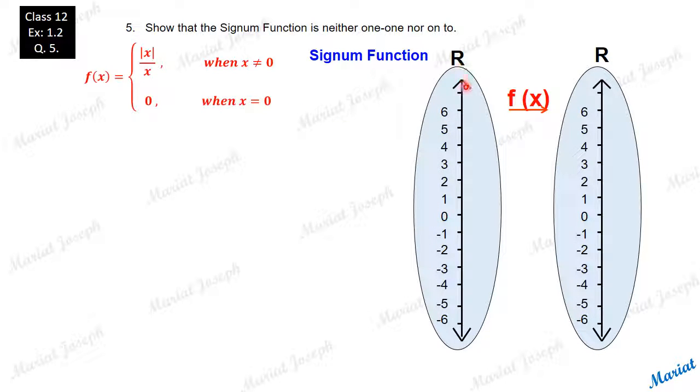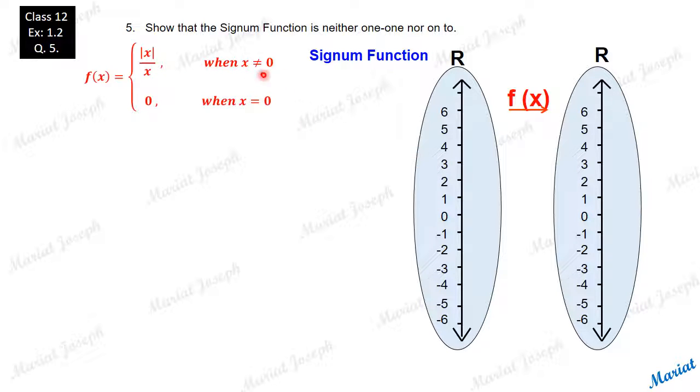Set of real numbers to set of real numbers. The images: whenever x is not equal to 0, this is the rule to be followed. Say for example, I am taking x is equal to 1. When x is 1, mod x upon x is mod of 1 upon 1. Yes, 1 upon 1 is equal to 1. So the image of 1 will be 1.